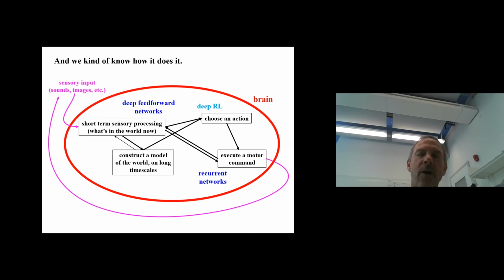Now, when I say we know, what we don't know is how deep feed-forward networks work, how deep RL works, or how recurrent networks work. We know they work, we can train them, but we have no idea how they work. Something I'll return to. And then this last part, we have no clue whatsoever. You crack that, you crack AI, and it's the end of humanity. But this is the brain, right? It just does some hard tasks: sensory processing, choose an action, execute a motor command, and that's it.